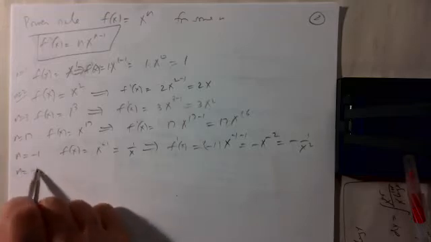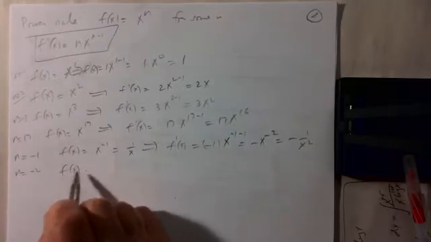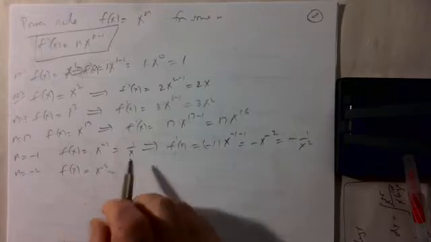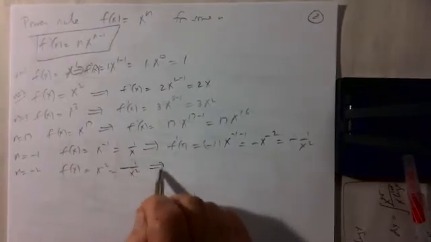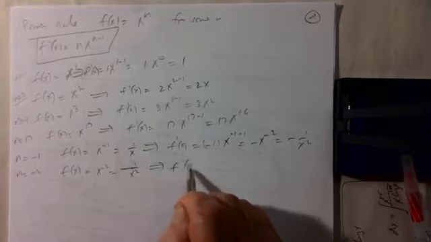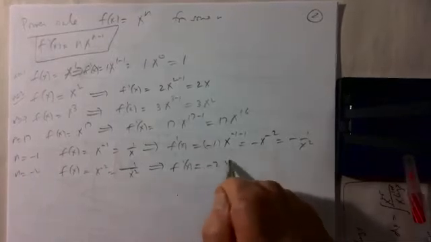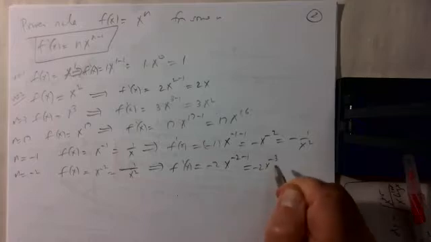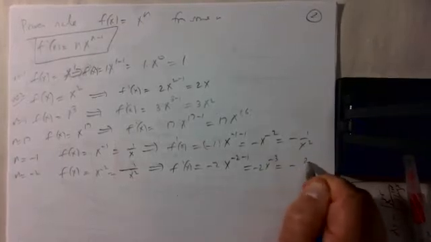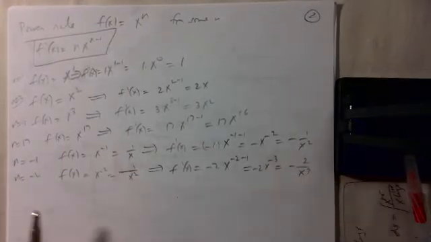Suppose n is minus 2. So f of x is x to the minus 2, which is 1 over x squared. So f prime of x is n, that's minus 2, x to the minus 2 minus 1, which is minus 2x to the minus 3, or minus 2 over x cubed.